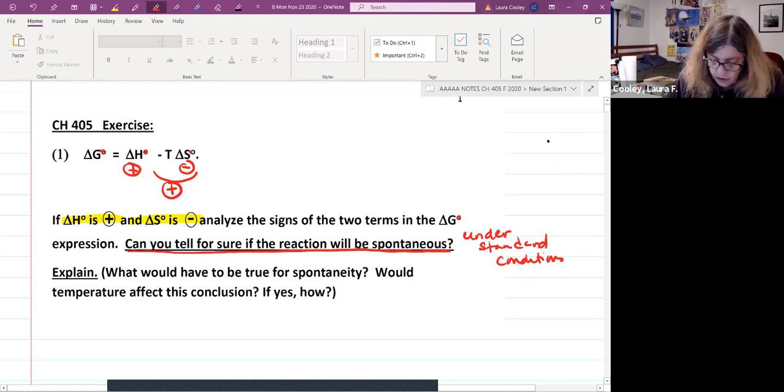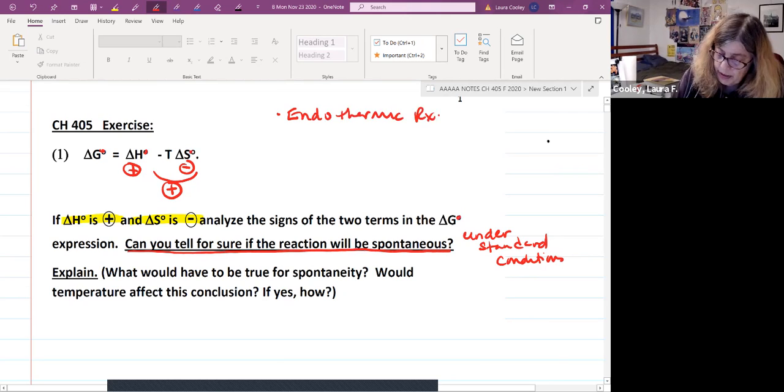But anyway, what we have here is that this is an endothermic reaction, because we have positive delta H. Heat is required.